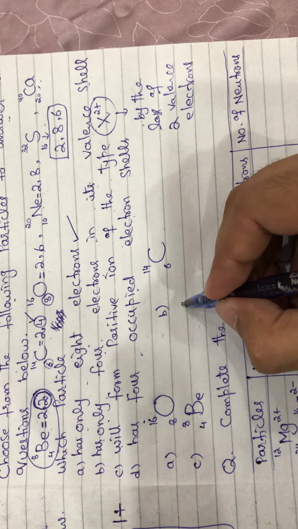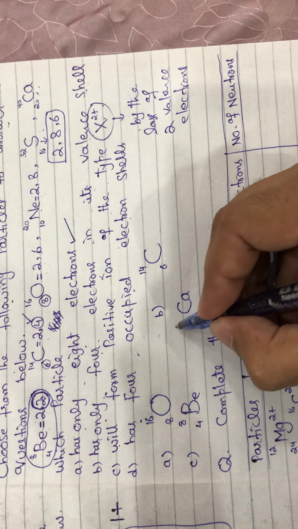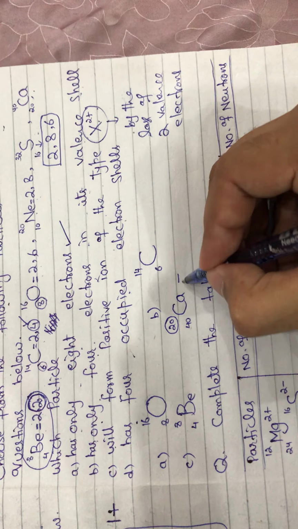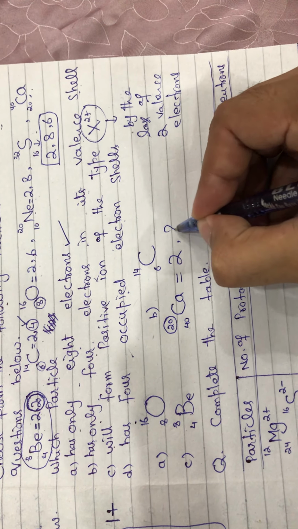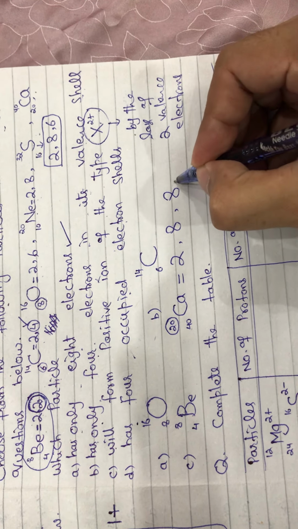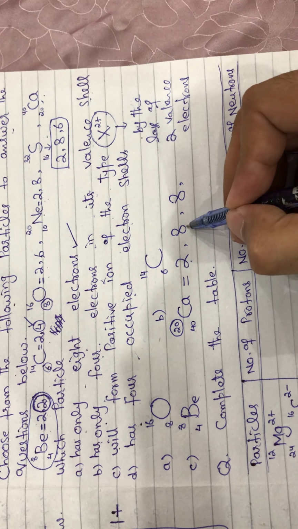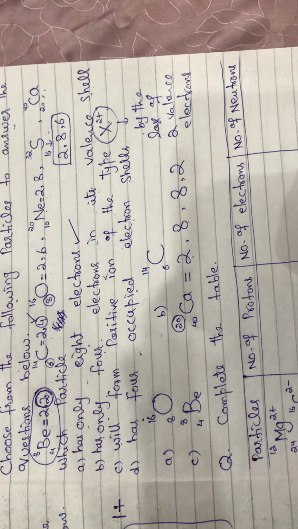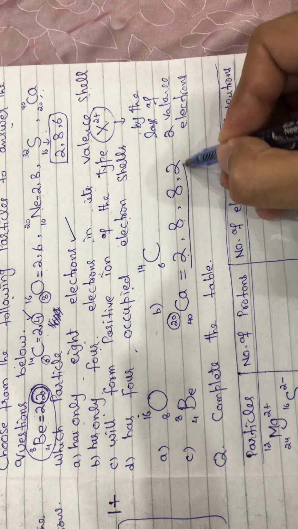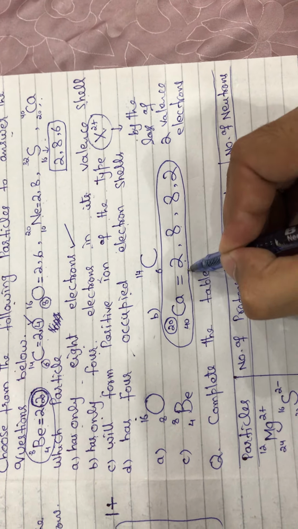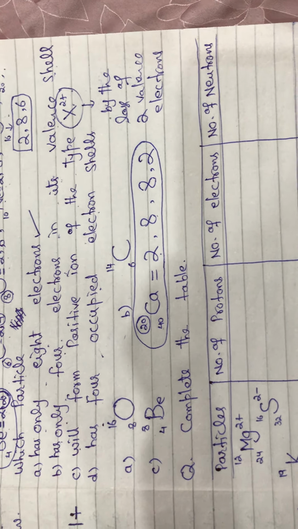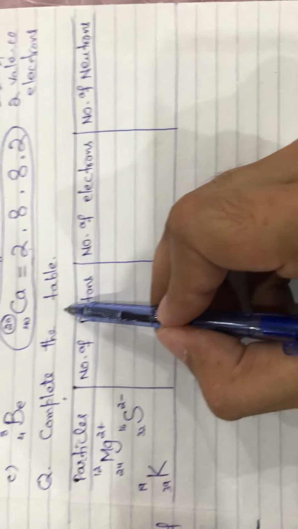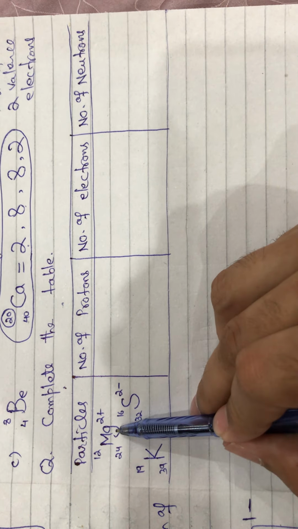But what about calcium? Calcium has 20 into 40, meaning 20 is its atomic number. So first shell 2 electrons, second shell 8, third shell 8, and how many electrons are left? 2 plus 8 is 10, 10 plus 8 is 18, and the last shell contains 2 electrons. So calcium is our choice, which occupies 4 electron shells. Now complete the table by using this information.